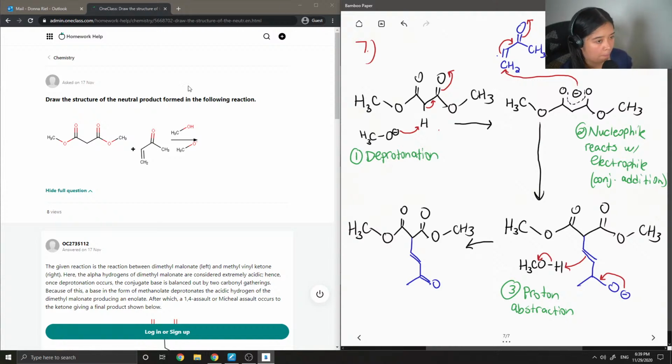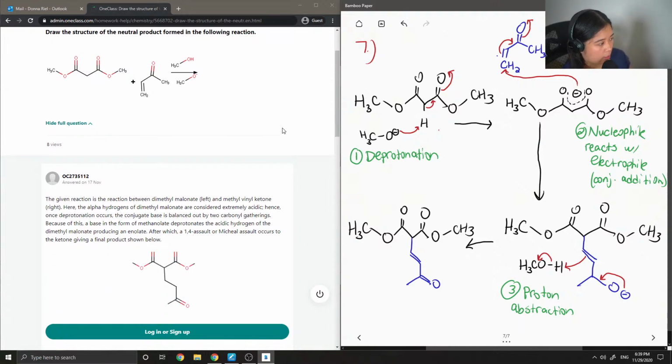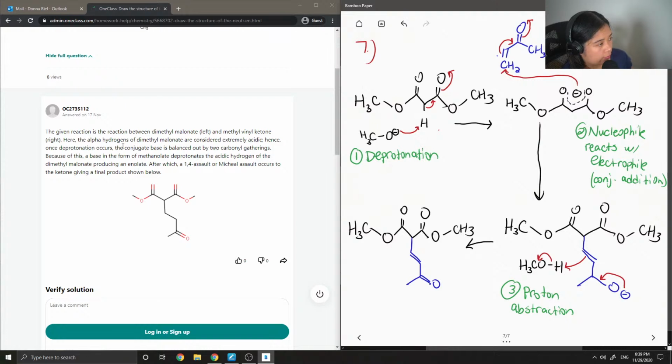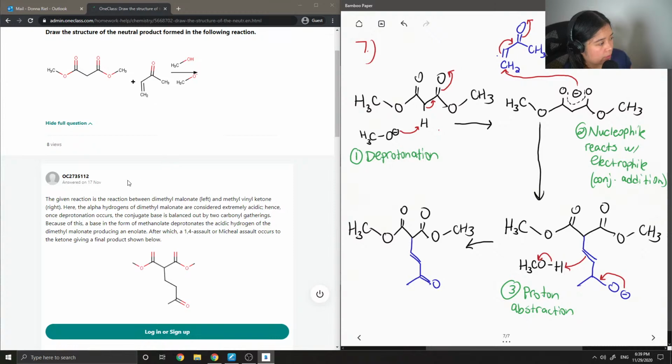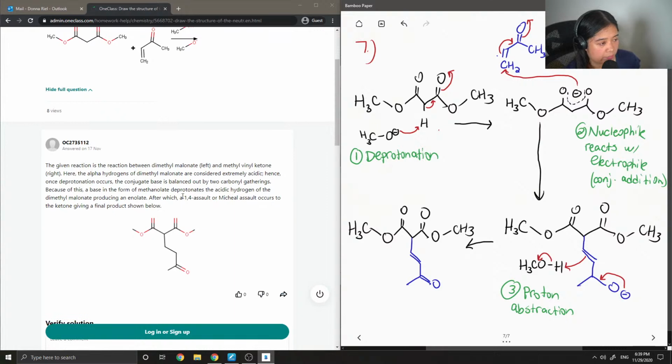All right. So let's see what the junior tutor said. The given reaction is the reaction between dimethylmalonate on the left and methyl vinyl ketone on the right. Here, the alpha hydrogens of dimethylmalonate are considered extremely acidic. Hence, once deprotonation occurs, the conjugate base is balanced out by 2 carbonyl groups. So this is shown here in step 2.